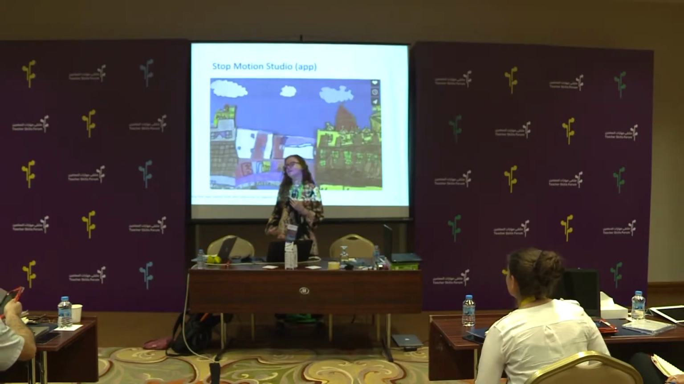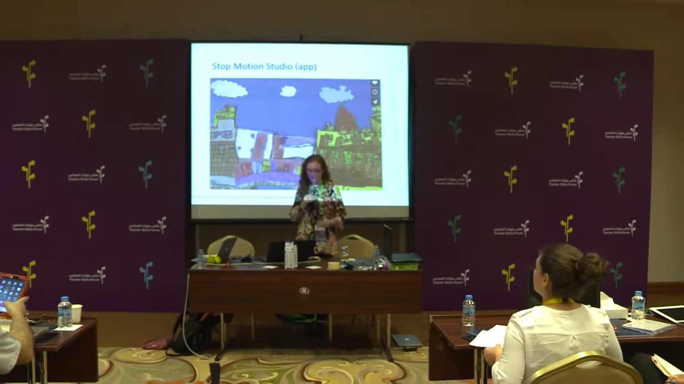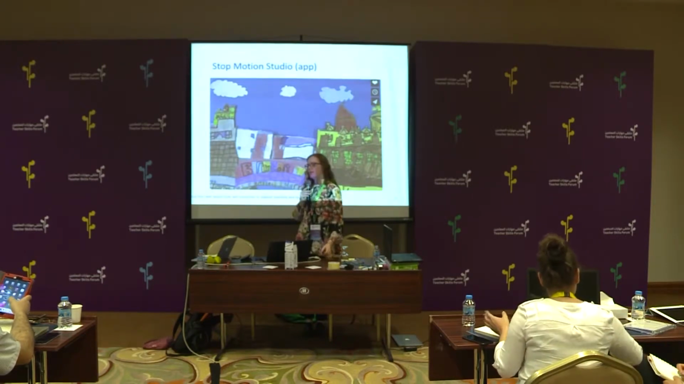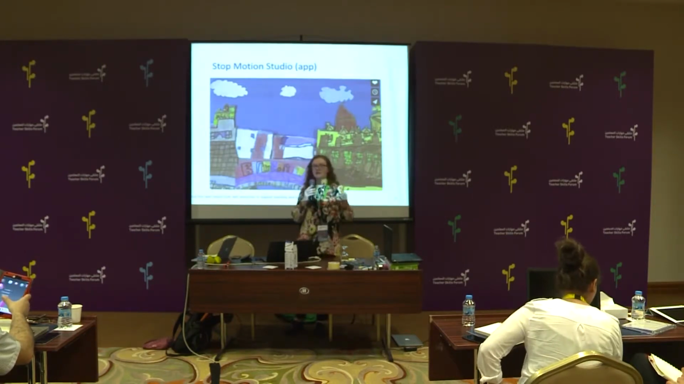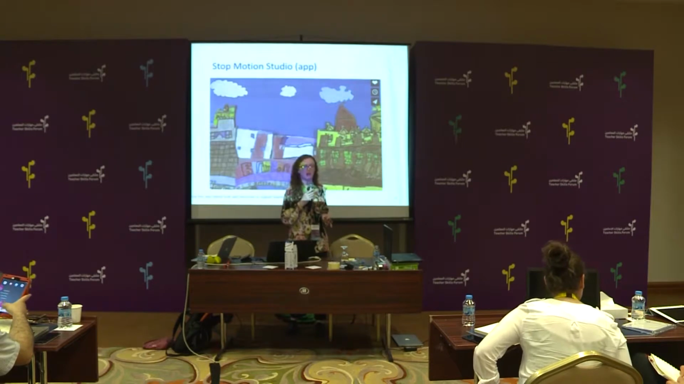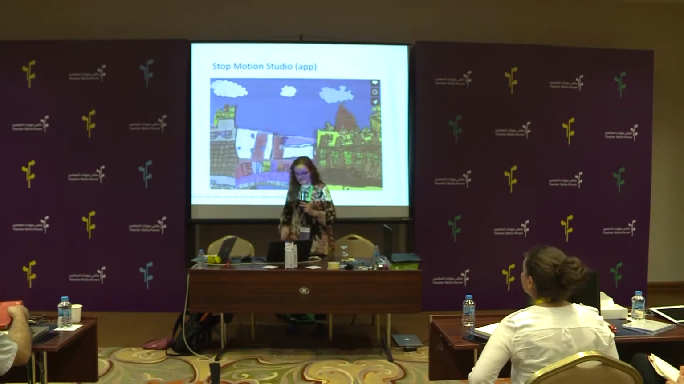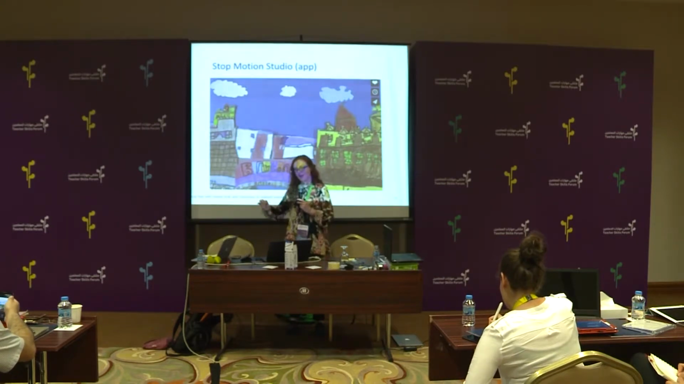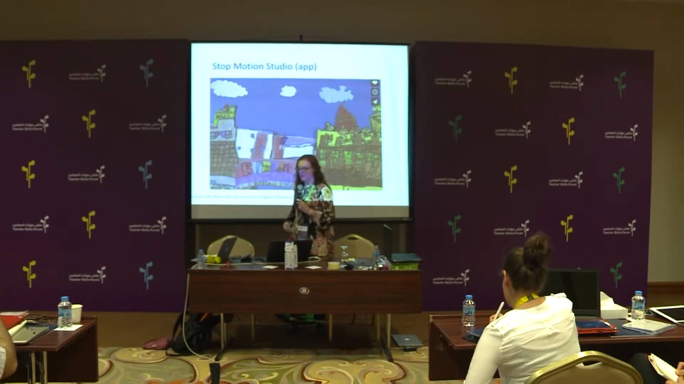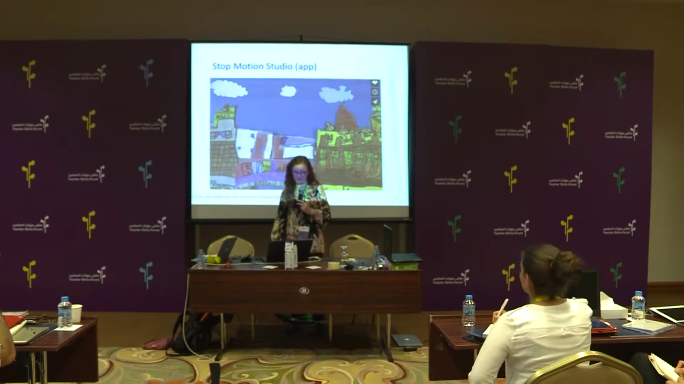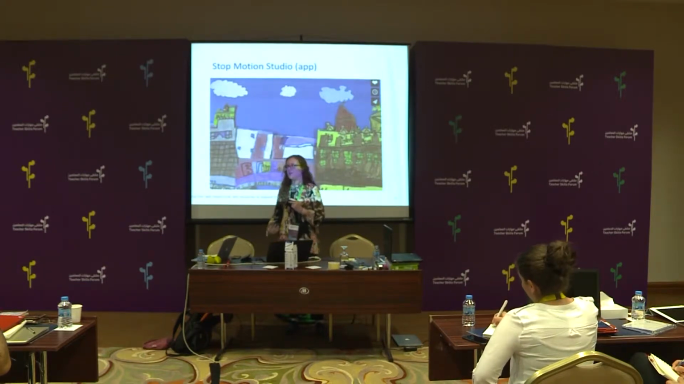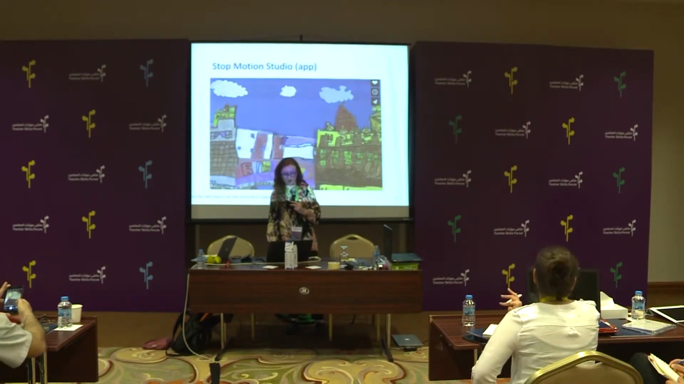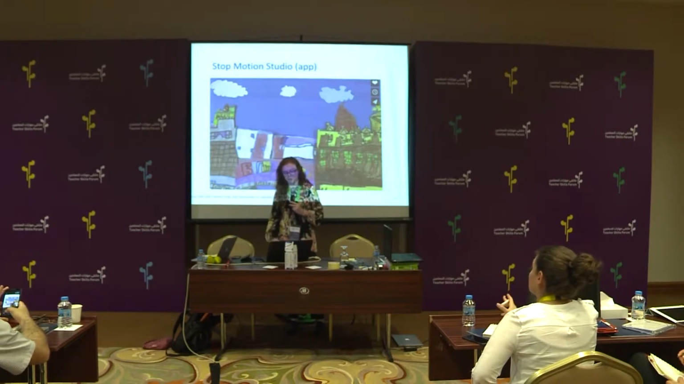The next one is an animation app which is called Stopmotion Studio. So there are lots of apps around that do a very similar job, and they allow you to create simple stop motion animations by just taking a series of photographs, moving things a little bit at a time, and then putting them together into a short animation. And again, we use this with very young children, but you can do more complex things with older children as well.